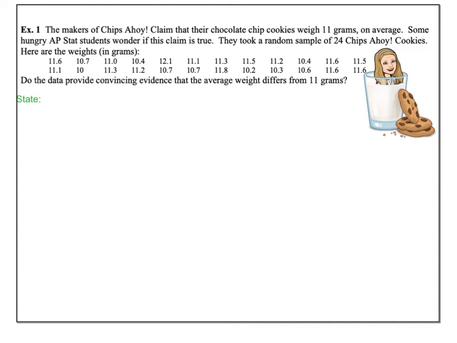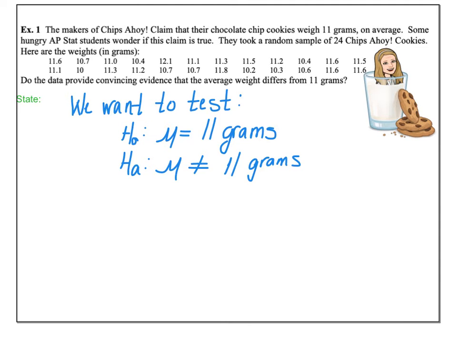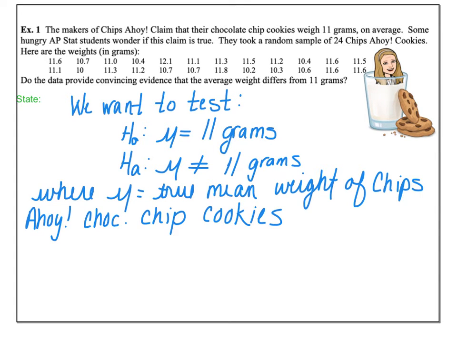Well, we're going to state we want to test our null hypothesis of mu is equal to 11 grams, and we are not specified in a certain direction that these are heavier or lighter, so my alternative is just that it is not equal to 11 grams. We need to define what mu actually is, so where mu is equal to the true mean weight of Chips Ahoy chocolate chip cookies at an alpha level of, let's just go with 0.05.